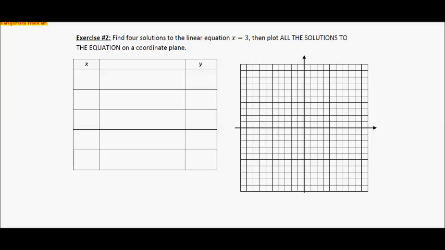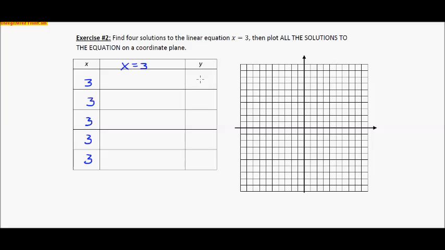Well, here's exercise 2, and you can see that this equation is even more simplified than the one before. It says find 4 solutions to the linear equation x equals 3, then plot all the solutions. So very similar to the last one. I'll put x equals 3 right in here, and when I go to fill in the x values, the equation tells me right away that x has to equal 3. So all of these values have to be a 3. That's the only thing that works. And just like the last one, y can be anything it wants, because there is no y in this equation.